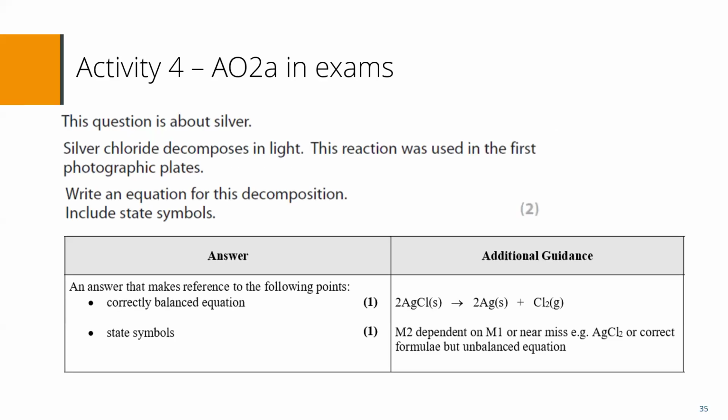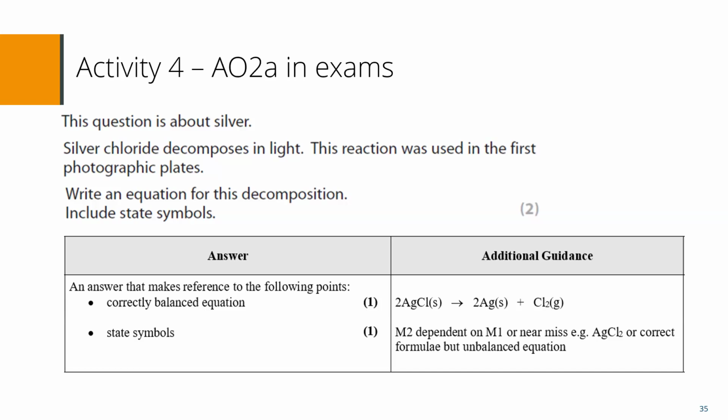Question that we're going to have a look at. This question is about silver. Silver chloride decomposes in light. The reaction was first used in photographic dates. Useful information, but doesn't help you to answer the question. Write an equation for this decomposition, including state symbols.